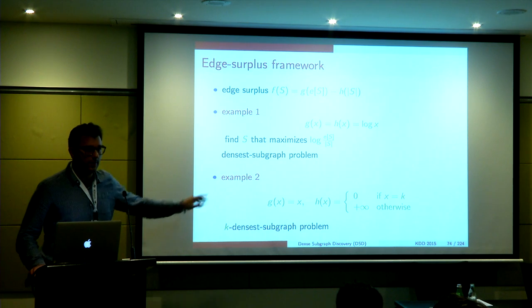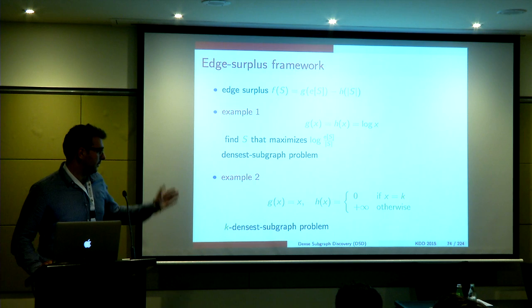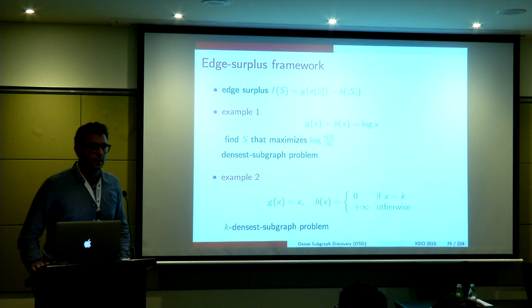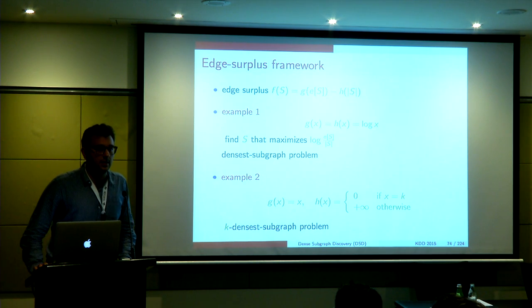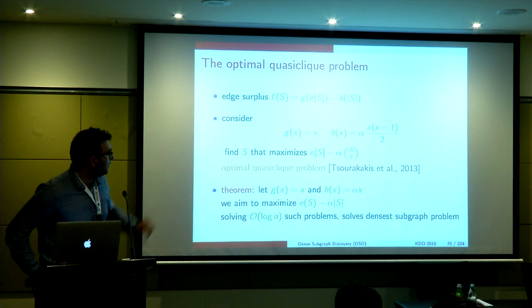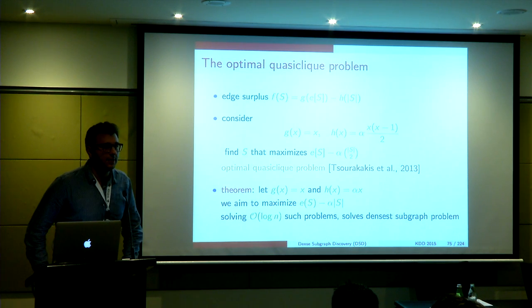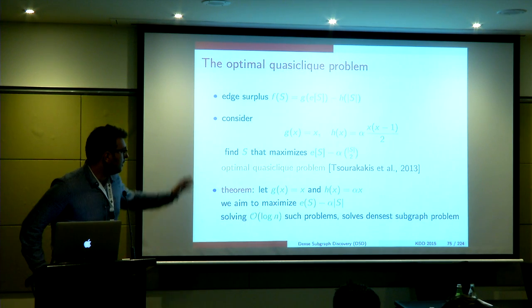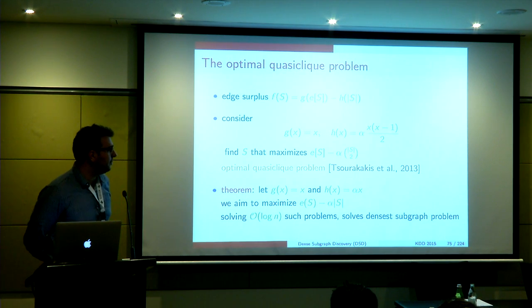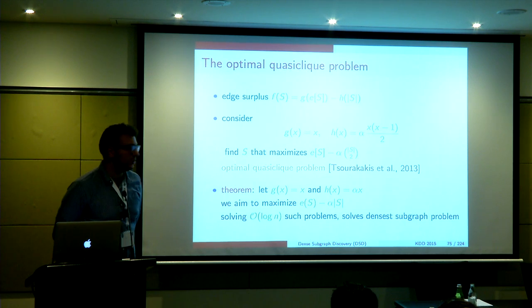If you forget for a moment the monotonicity of H, my point is that this framework, if you relax it and take other kinds of properties, you can actually find many of the existing densities. Most of them, however, fall under this increasing function property. So a special case is when G is the identity and H is some parameter alpha between 0 and 1 times X choose 2. Then we get an interesting problem which we call the optimal quasi-clique problem. This is from a KDD paper two years ago, which turned out to have some nice properties.